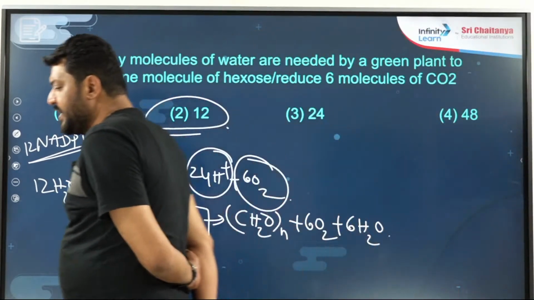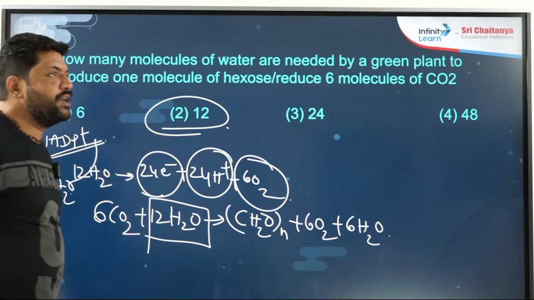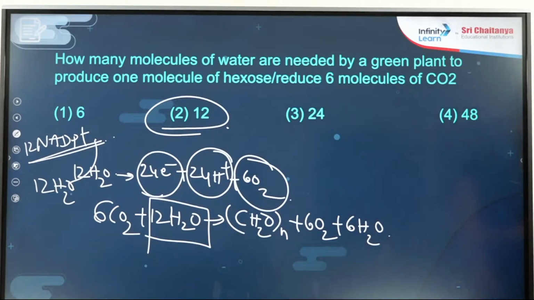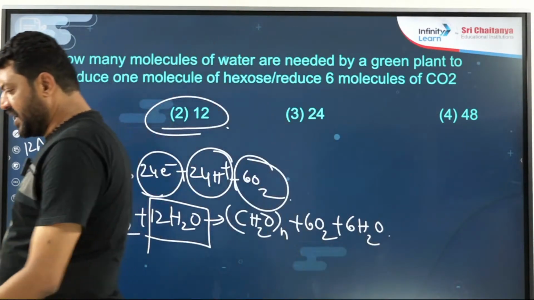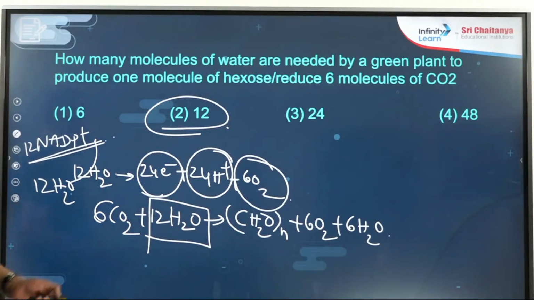Was it clear? Now the sixth question you can ask here: the ratio between water molecules oxidized in the light reaction and NADPH2 produced in the light reaction. Water molecules oxidized is 12 and NADPH2 produced is again 12. That is 1:1. Was it clear? Next question.